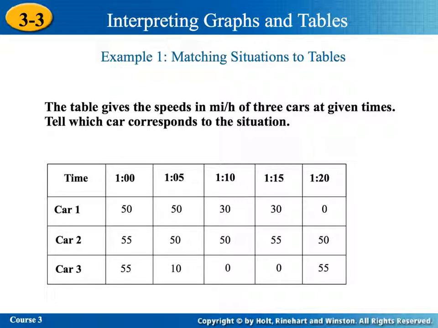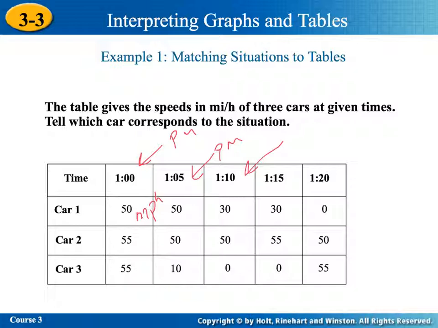Okay, so all three of these cars are given in miles per hour. So this is 50 mph, and this is the time. The time up here is going to be, let's say, 1 p.m., 1:05 p.m., 1:10 p.m., and so forth. Okay, so you're going to be looking at this and seeing what is happening based on a situation.